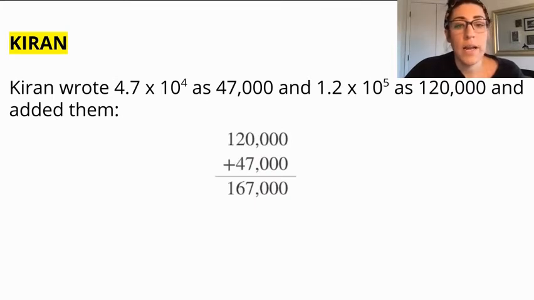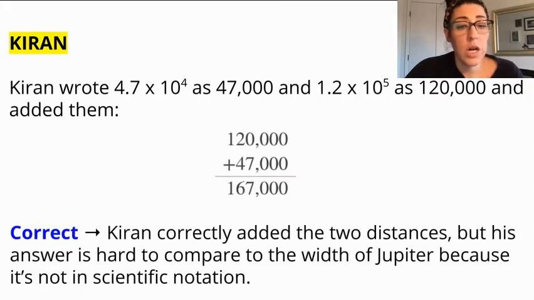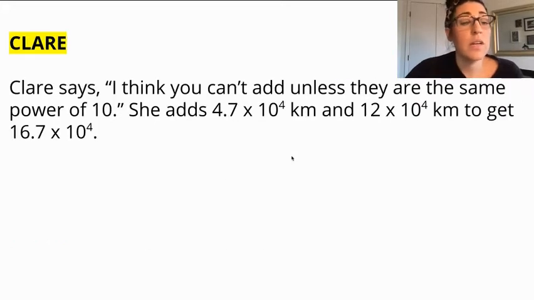He writes it out as 120,000 plus 47,000, which gives him 167,000. This is correct. Kieran correctly added the 2 distances, but his answer is a little bit harder to compare to the width of Jupiter because it's not in scientific notation. So now, because of writing that out, you can see how Diego's method did not work.